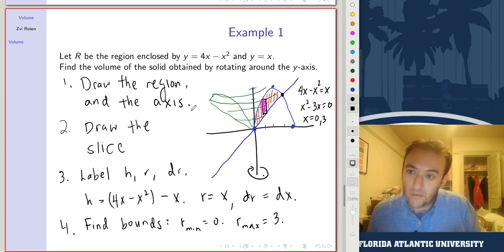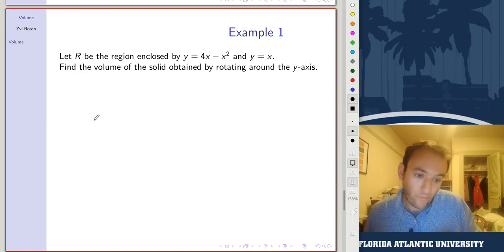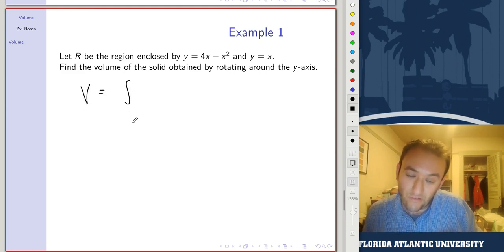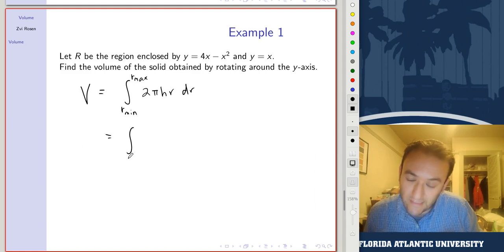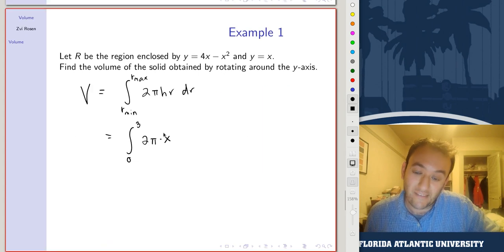Okay, so let's add another page in. Here's where we're going to do our integration. So V will be equal to the integral from r min to r max of 2πhr dr, and we got all these values in the last slide. Integral from 0 to 3 of 2π. Okay, r is x, I'm sorry. h is 4x minus x squared minus x.